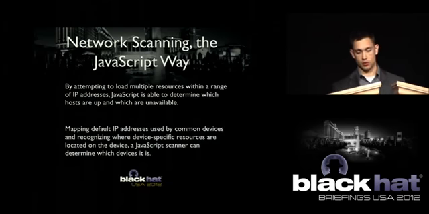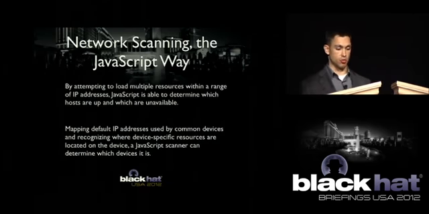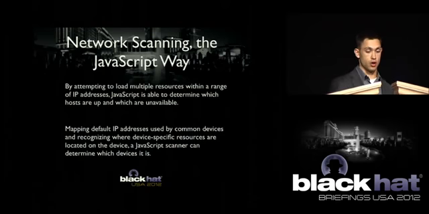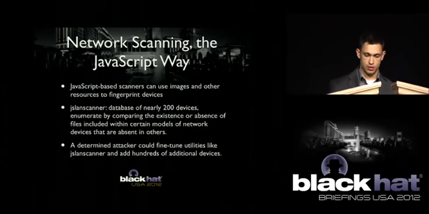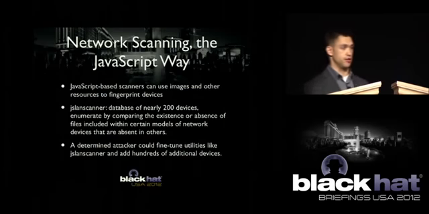One of the really cool things is that by attempting to load multiple resources across a large range of IP addresses, JavaScript can determine which hosts are up and which are unavailable. If you have a list of default IP addresses used by the common manufacturers and you're able to recognize that, you're able to determine a lot more. You're able to determine what device is actually on that network. There are some JavaScript-based scanners that can use images and other resources to fingerprint the devices on your network.